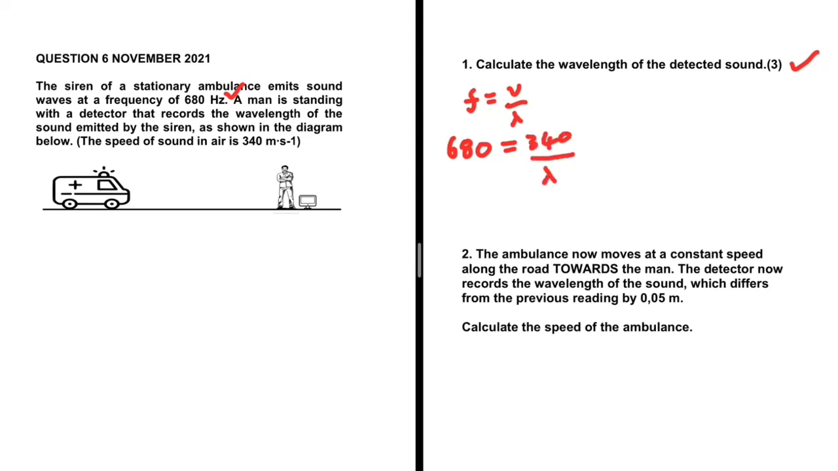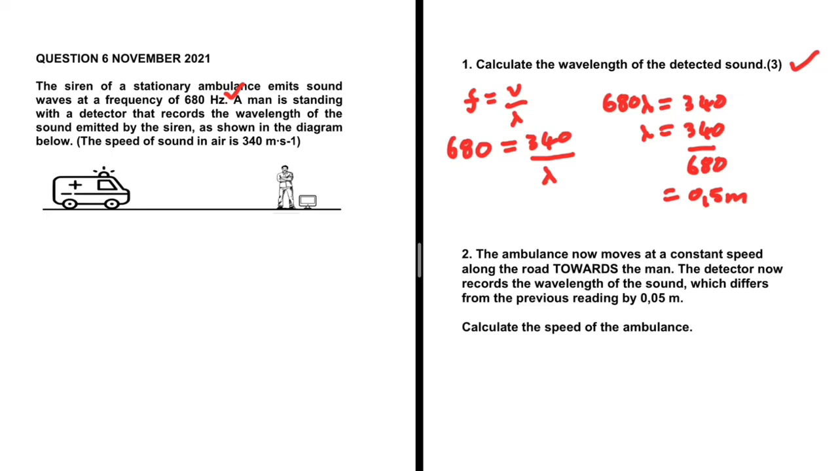We're interested in the wavelength here. So if we cross multiply, we're going to get 680 times the wavelength being equal to 340. So the wavelength is equal to 340 divided by 680. This should be equal to 0.5 meters. So there we go. That is the wavelength of the detected sound.